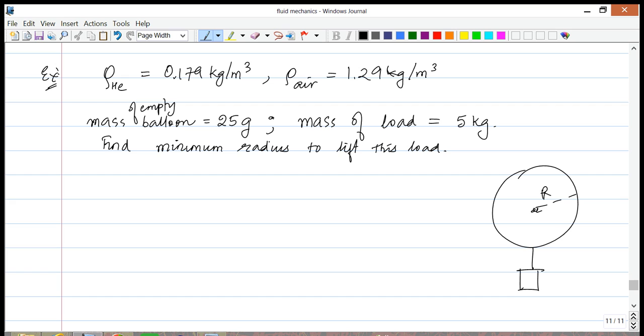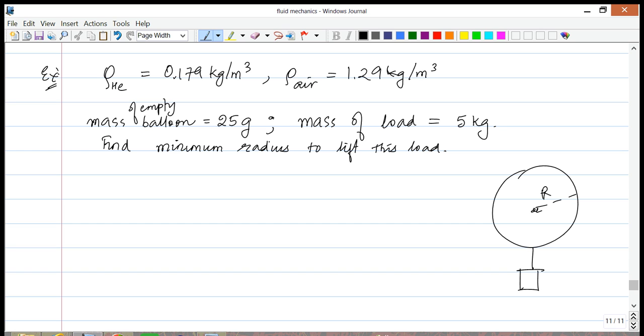When we say the smallest radius, in this case it's basically the smallest volume. In order to do this, all we're going to do is balance out all the forces: the weights pulling everything down, and the buoyant forces pulling it up. Now we'll assume that the buoyant force on the load itself is negligible.